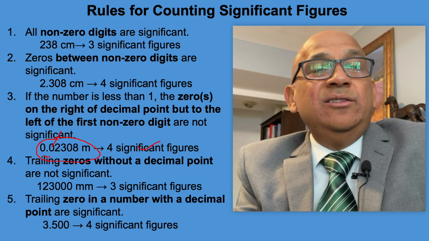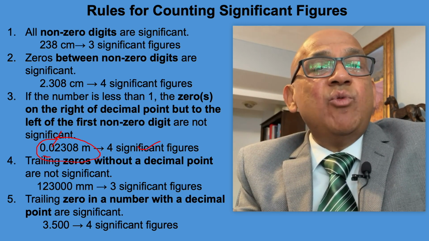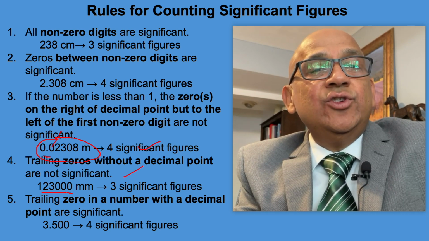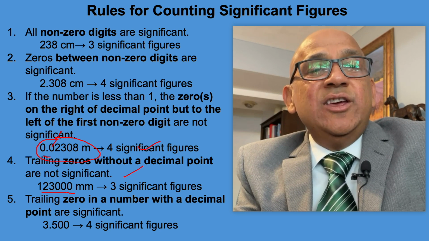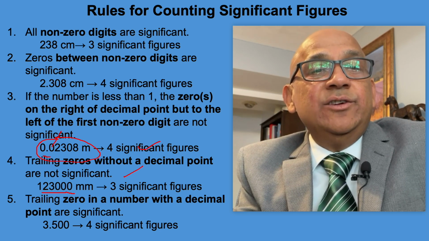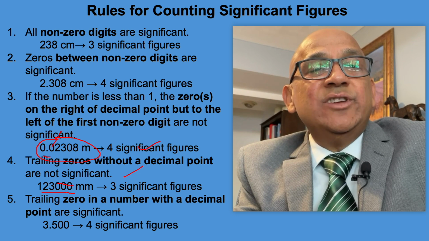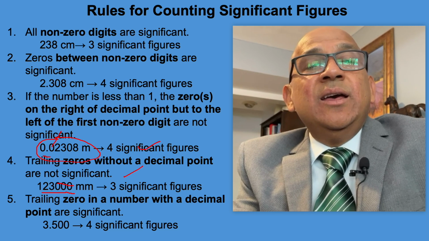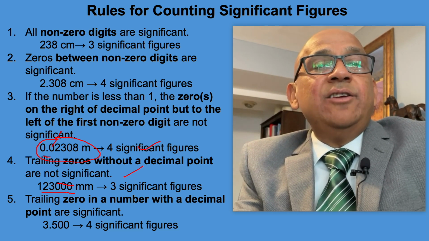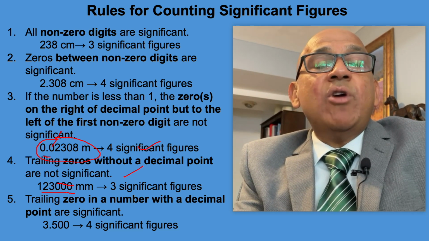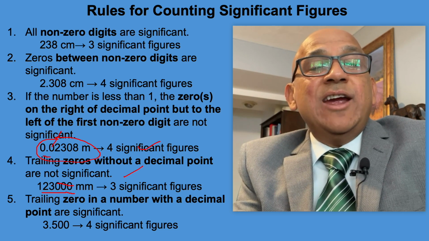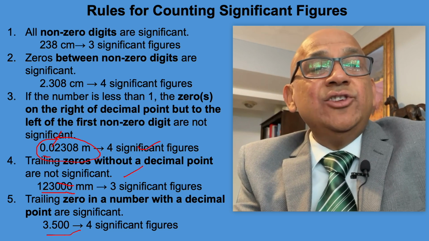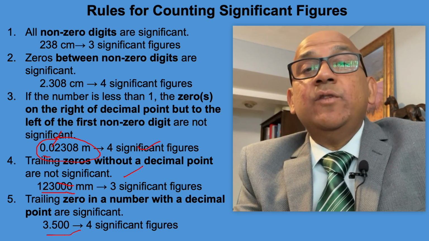Rule number 4 is that trailing zeros without a decimal point are not significant. In this number 123000 millimeter, you see there are 3 significant figures. The remaining 3 zeros which are trailing are not considered as significant figures. Then rule number 5 is that trailing zeros in a number with a decimal point are significant. So if you write a number like 3.500, then here all zeros are also significant. It has 4 significant figures.